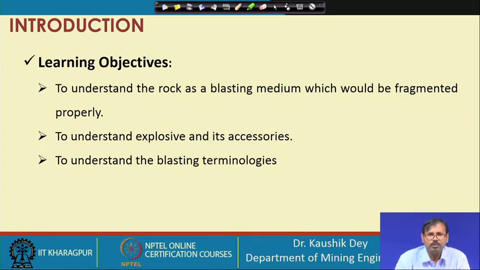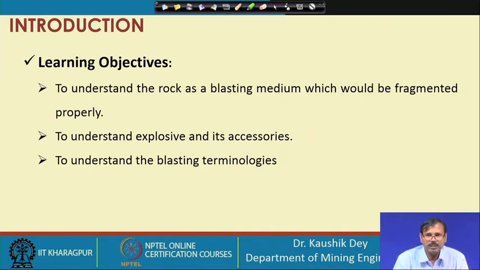Blasting is always associated with some special terminologies. I am giving you one example, say burden. Literally, burden means something which is dumped onto you, and you are unable to withstand the load of that. You may say, sir is giving more burden to us, that means I am giving more tasks to you.